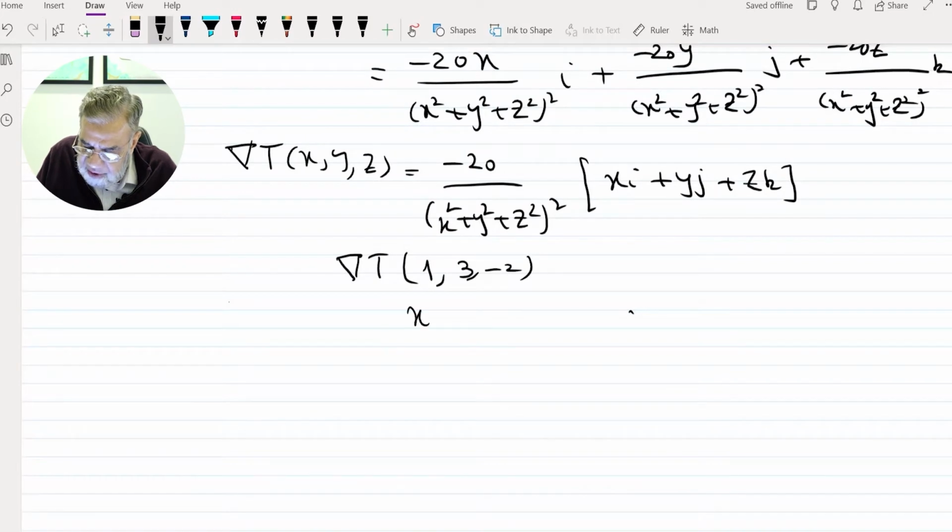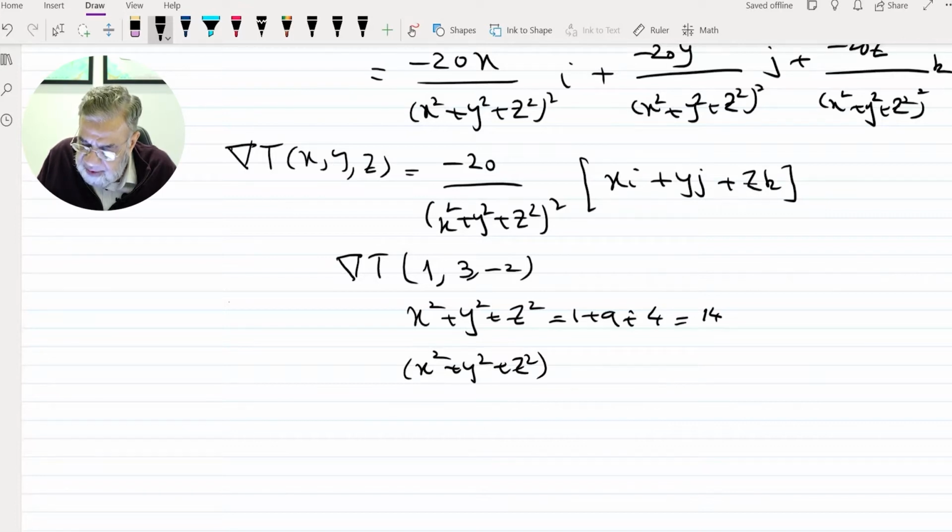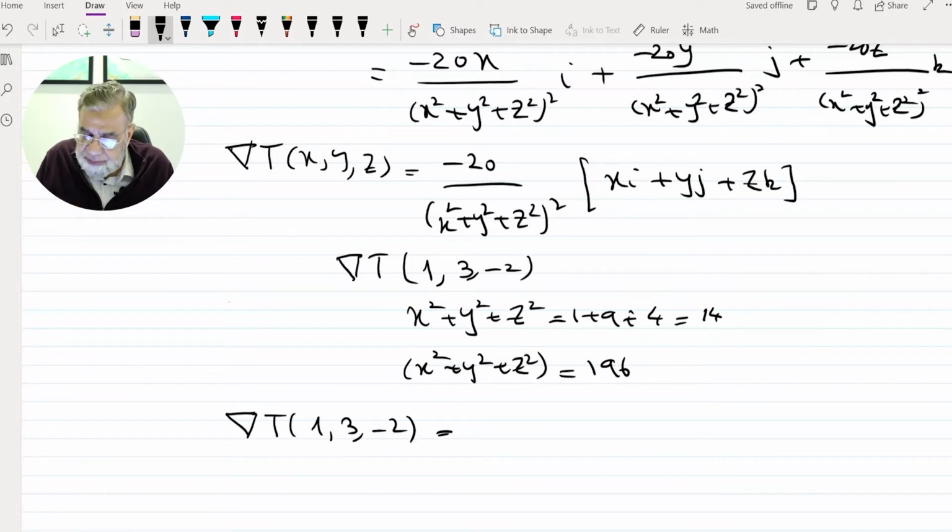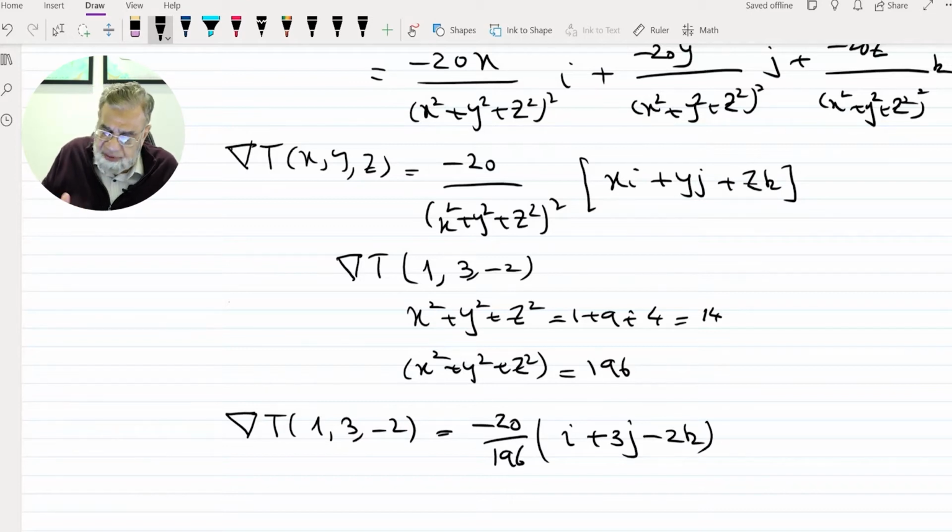So I find the value of x squared plus y squared plus z squared, which is equal to 1 plus 9 plus 4, equal to 14. I take the square of this one, so (x squared plus y squared plus z squared) squared is equal to 196. Now I can write the gradient of the function at the point 1, 3 and minus 2. That will give me minus 20 over 196, and with x equal to 1 we get i, with y equal to 3 we get 3j, and with z equal to minus 2 we get minus 2k. This is my gradient. Now I find my unit vector.